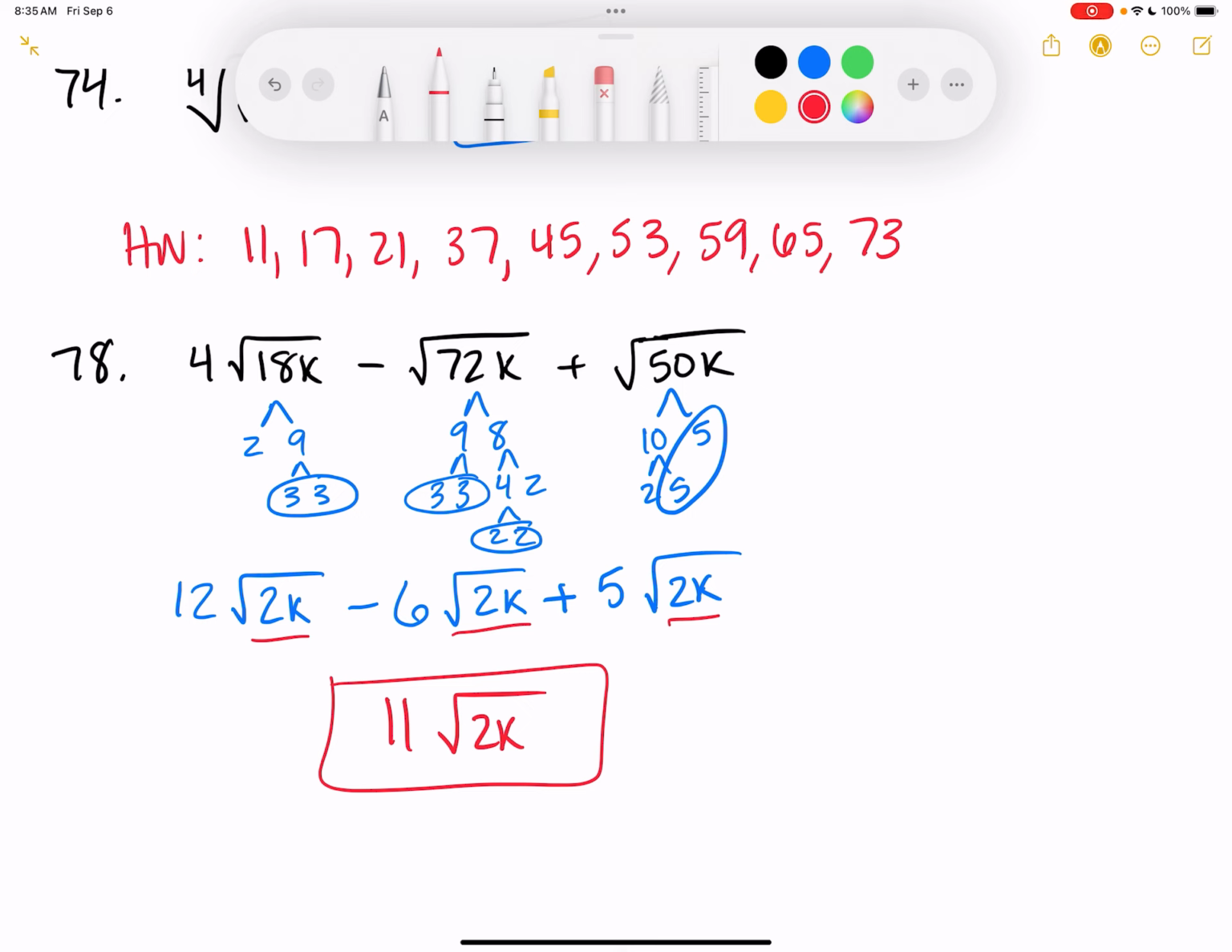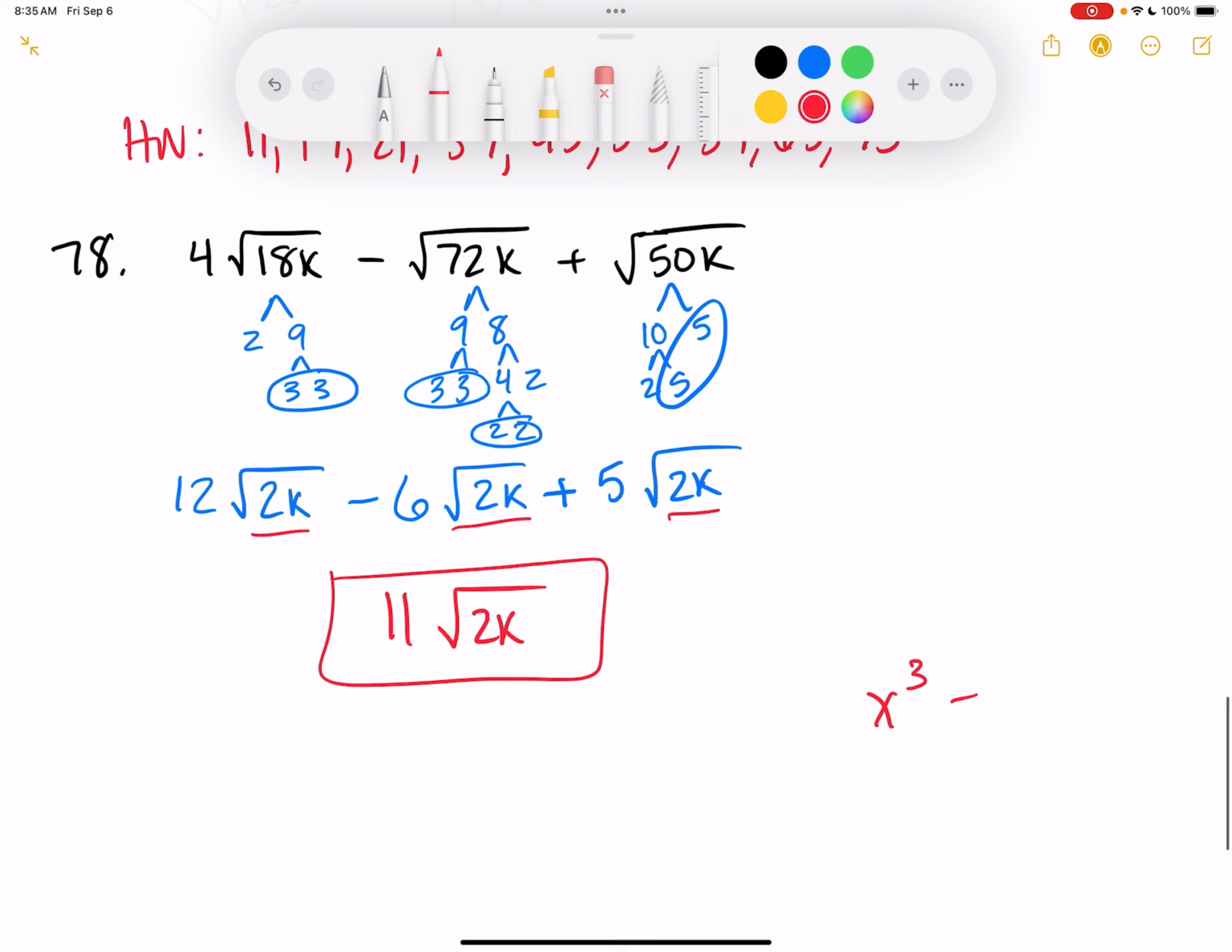So people try to add the stuff inside and say it's 6k. It's like, no, we only add what's outside of them. But to add them, they have to be the exact same radical all the way across. Just like we can't add x cubed plus x squared. That just stays that way, right? But if I have 2x squared plus x squared, that becomes 3x squared. Like the x squareds don't do anything weird, right? So we have to treat radicals the same way. Any questions about that?